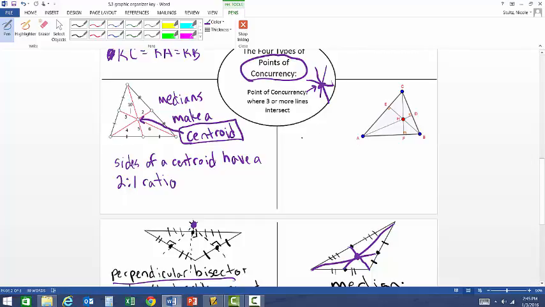And the last one. These lines are all altitudes. And together they make an orthocenter. Special rules with an orthocenter, you just have to know what an orthocenter is. It's where all the altitudes come together, which is right here. So all three of these altitudes intersect at point H, which is the orthocenter.